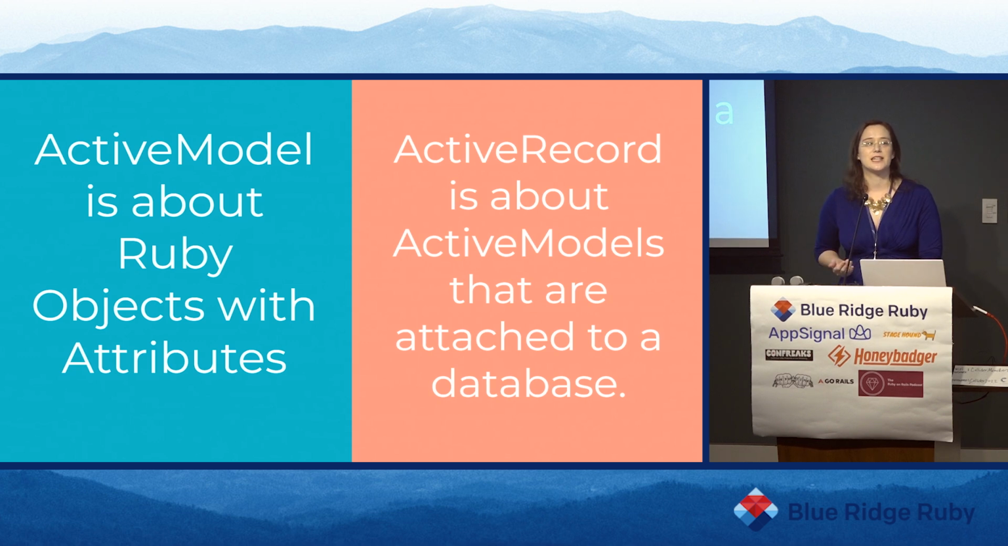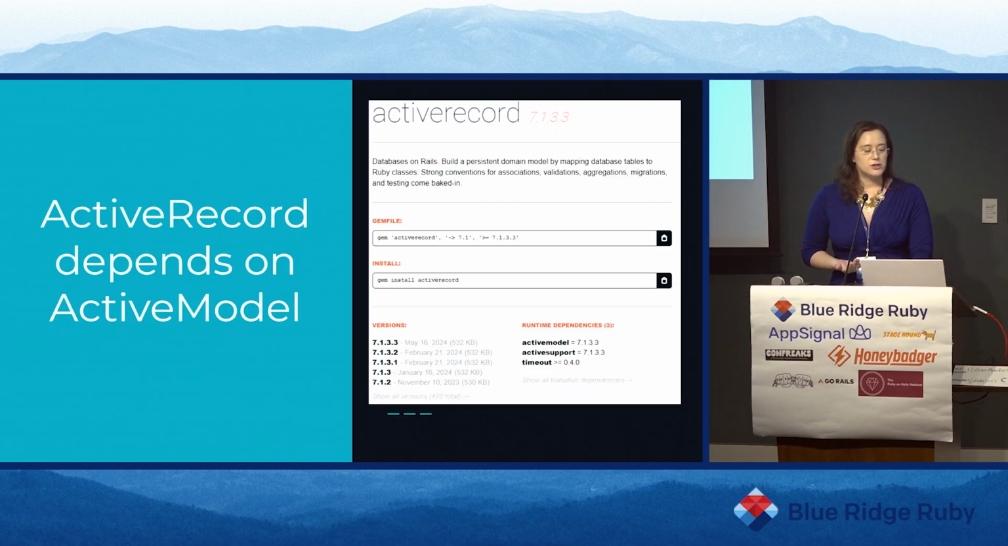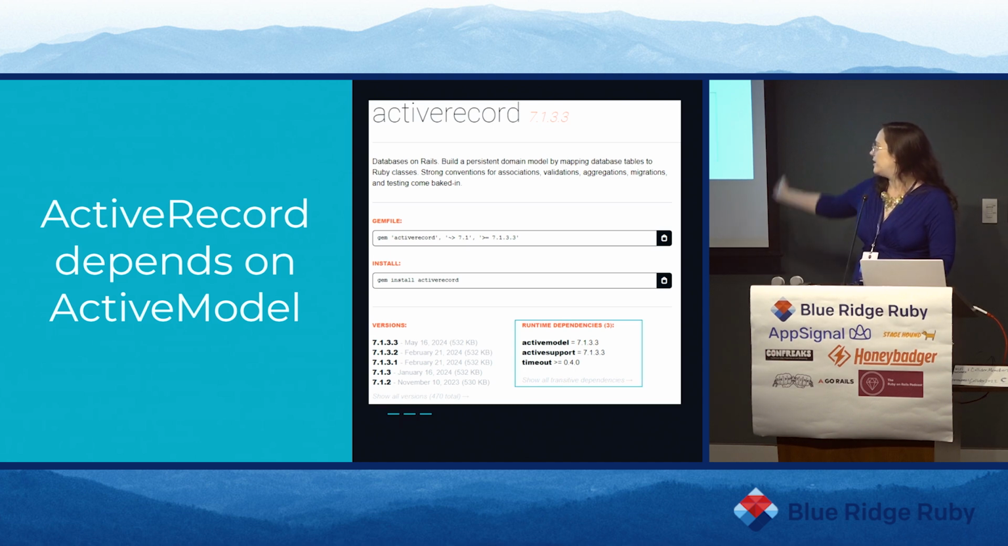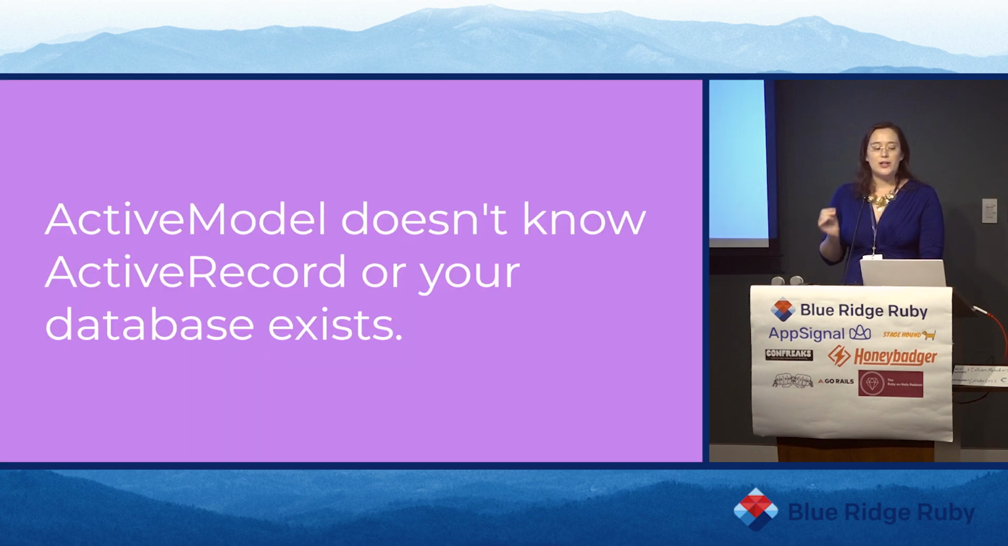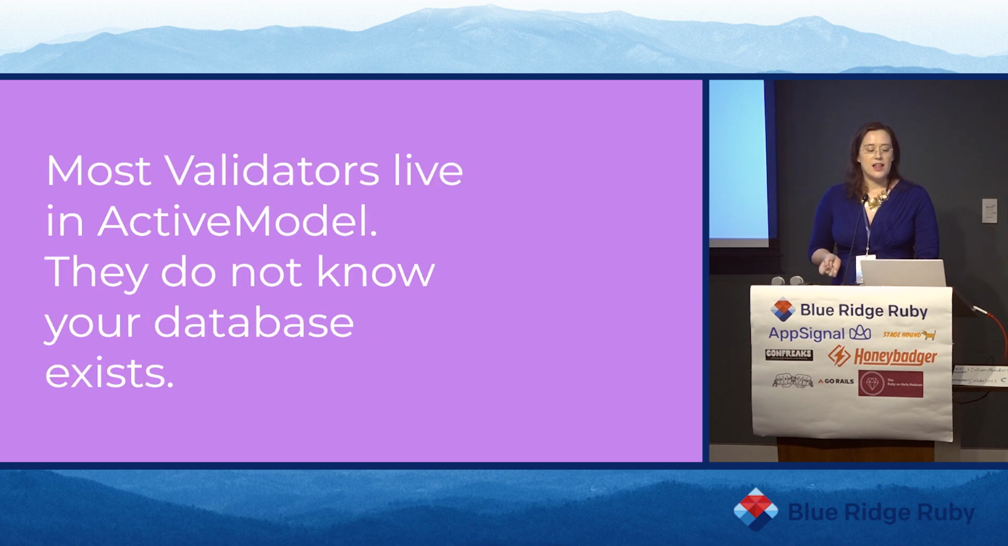And we can actually see this relationship when we look at the gems themselves. If you take a look at ActiveRecord and you look at the runtime dependencies, we can see directly that there's ActiveModel, which means ActiveRecord depends on ActiveModel and has access to everything within it. If we go over here to ActiveModel, this does not depend on ActiveRecord at all. It's not in the runtime dependencies. Because of this relationship of dependencies, we know that ActiveModel doesn't know ActiveRecord or your database exists. The vast majority of validators, and we'll talk about the exceptions, live in ActiveModel, so none of those validators know that your database exists.